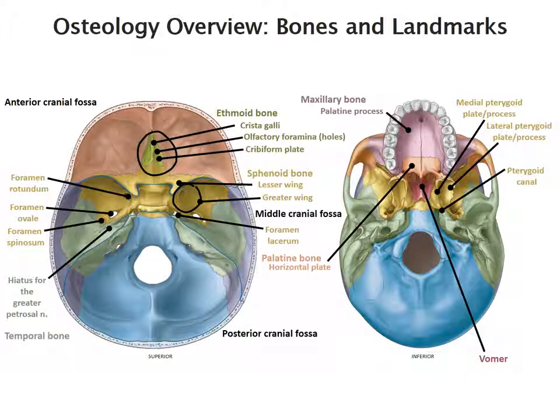The floor of the nasal cavity is formed by the palatine process of the maxillary bone, as shown here in purple. In addition, it's also formed by the palatine bone, specifically the horizontal plate of the palatine bone, shown here. And dividing the left from the right nasal cavity is the nasal septum, of which the vomer is a component.